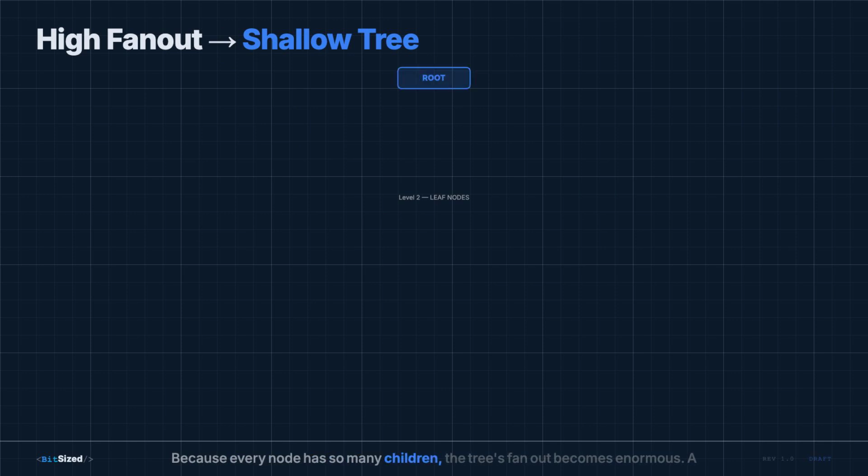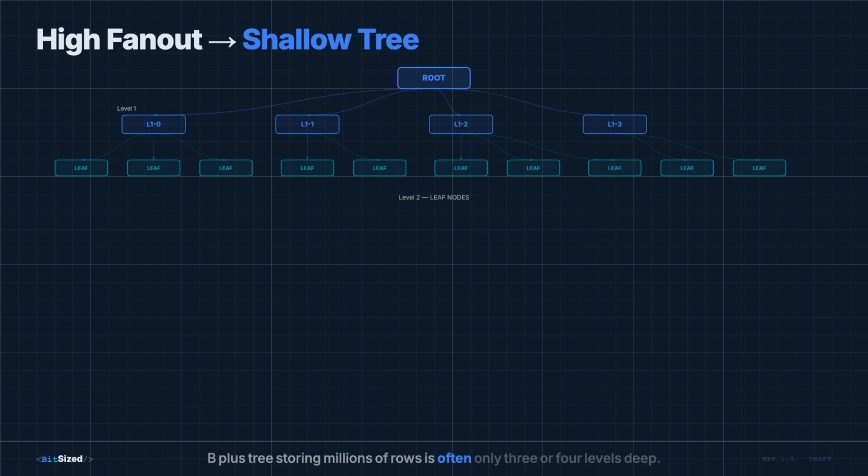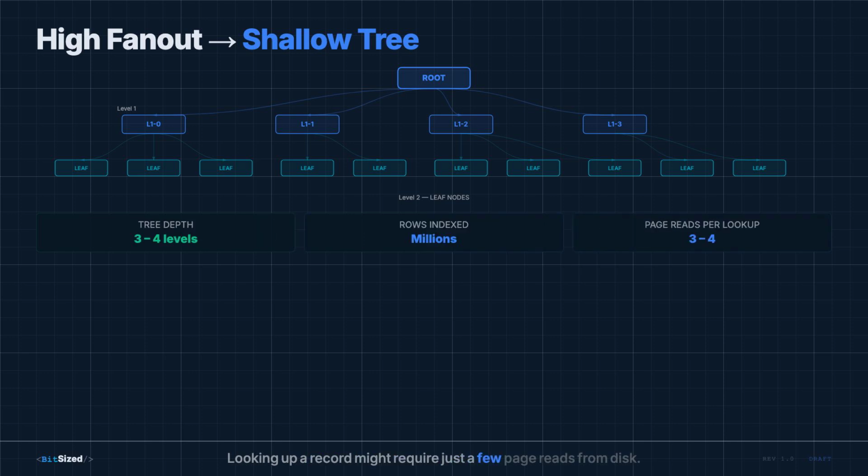Because every node has so many children, the tree's fanout becomes enormous. A B-plus tree storing millions of rows is often only 3 or 4 levels deep. Looking up a record might require just a few page reads from disk.